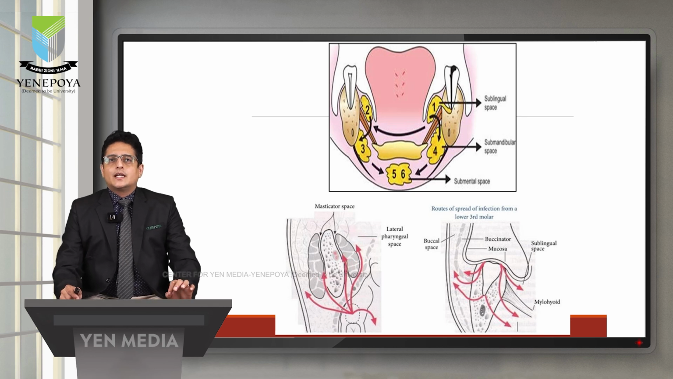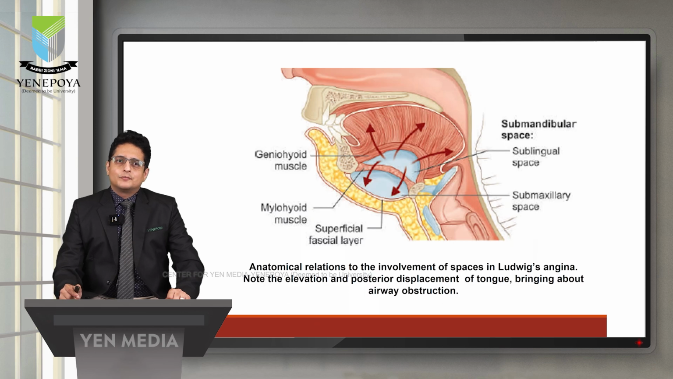This picture depicts how infection spreads from the root apex of the mandibular teeth. It shows the significance of the attachment of the mylohyoid muscle. So if it's below or above, it spreads accordingly. If it's above the mylohyoid muscle attachment, it goes to the sublingual space. If it's below, it goes to the submandibular space and thereby spreads to adjacent spaces as mentioned earlier.